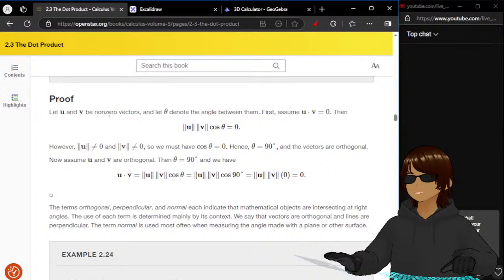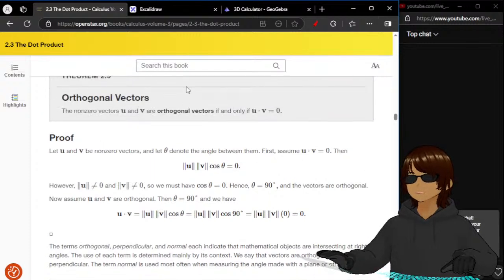Let u and v be non-zero vectors. The terms orthogonal, perpendicular, and normal each indicate the mathematical objects are intersecting at right angles. They're at right angles if the dot product is 0. So let u and v be non-zero vectors and let theta denote the angle between them. First assume u dot v is 0. Then we get this. So first we start with their dot product being 0.